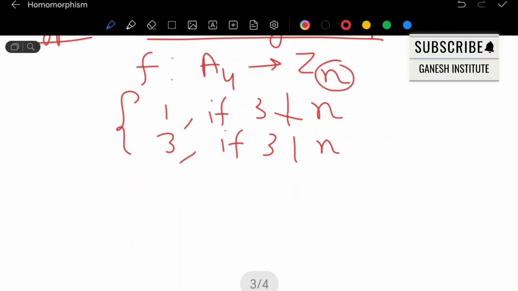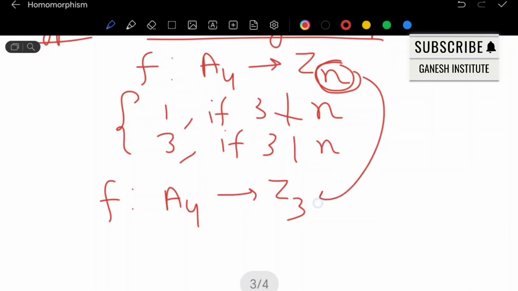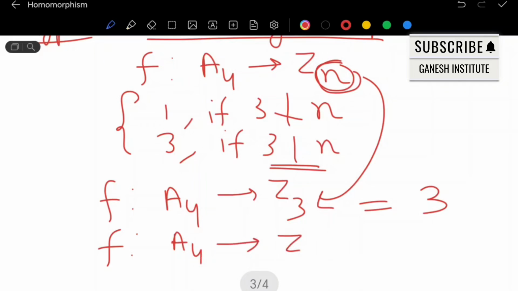For example, if the mapping is from A4 to Z3, can you see this n is 3? So 3 divides 3, and the number of group homomorphisms is 3. And if it had been A4 to Z7, 3 doesn't divide 7, so the number of group homomorphisms is 1. Okay.